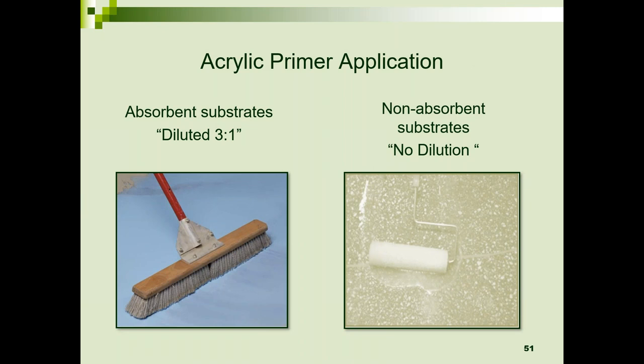Absorbent surfaces, again, we mentioned diluted 3-to-1 water to primer. That material needs to be brushed in. The bristles help work it into the pores, work it into the surface. Non-absorbent substrates, you don't dilute the product, and it's typically applied with a 3/8-inch nap roller, so two distinctly different methods. And understand, with absorbent substrates, multiple applications may be required to satisfy the thirst of that concrete, diluted and then ultimately full strength applications.